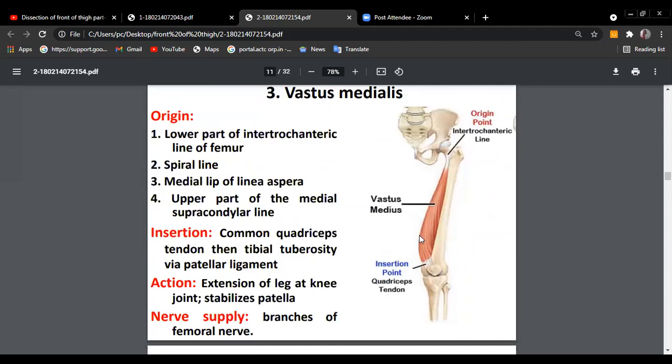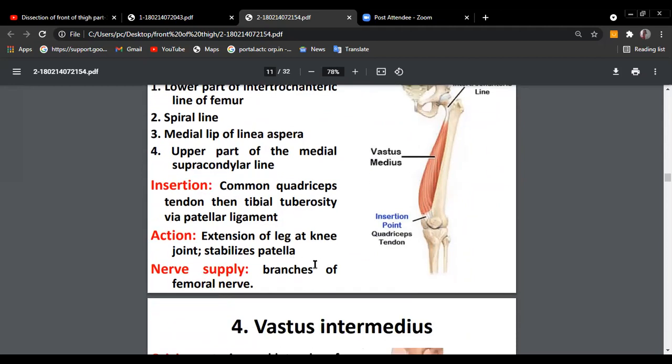Then we have vastus medialis. Origin: lower part of the intertrochanteric line of the femur, spiral line, then medial lip of the linea aspera, then upper part of the medial supracondylar line. Insertion is the same everywhere: common quadriceps tendon, then the tibial tuberosity via ligamentum patellae, nothing but the patellar ligament. Action: extension of the leg at the knee joint and stabilizes the patella. Nerve supply: branches of the femoral nerve.